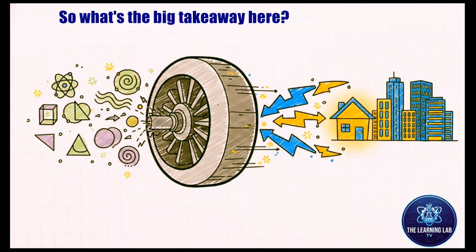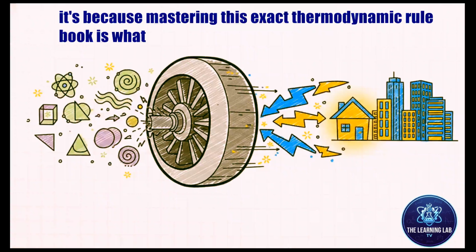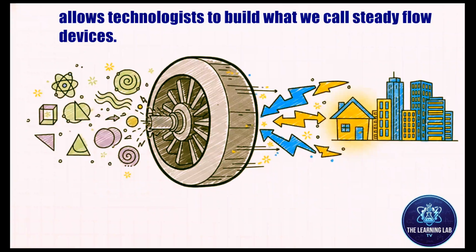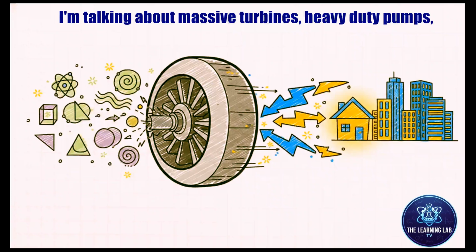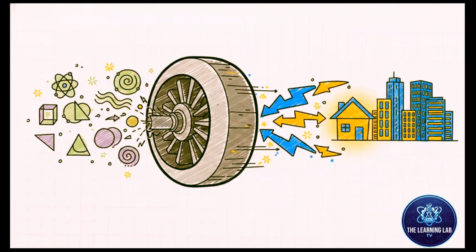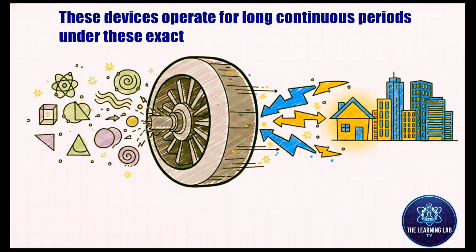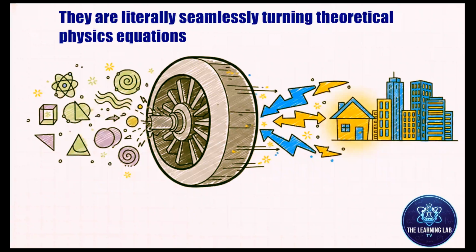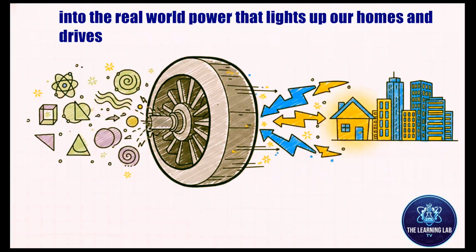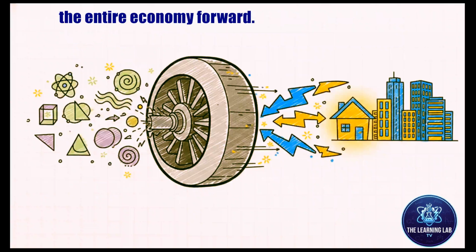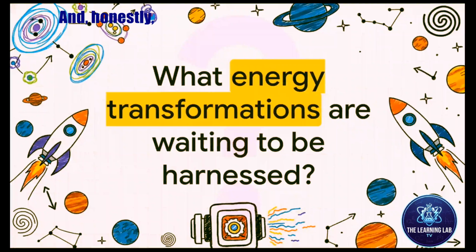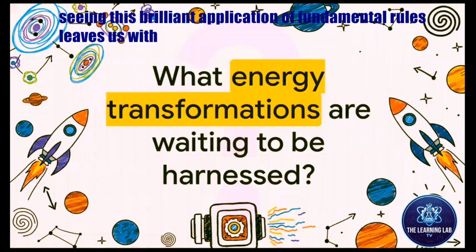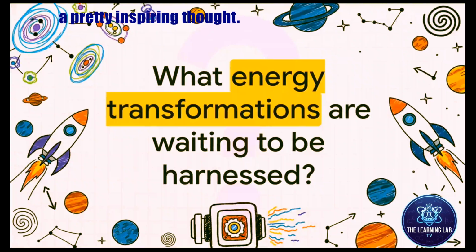So, what's the big takeaway here? Why does all of this matter to us? Well, it's because mastering this exact thermodynamic rulebook is what allows technologists to build what we call steady flow devices. I'm talking about massive turbines, heavy-duty pumps, and industrial compressors. These devices operate for long, continuous periods under these exact steady conditions. They are literally seamlessly turning theoretical physics equations into the real-world power that lights up our homes and drives the entire economy forward. And honestly, seeing this brilliant application of fundamental rules leaves us with a pretty inspiring thought.